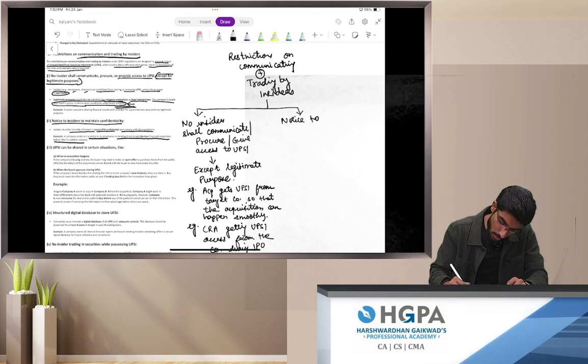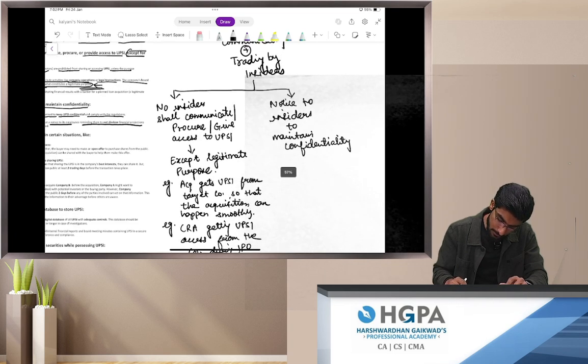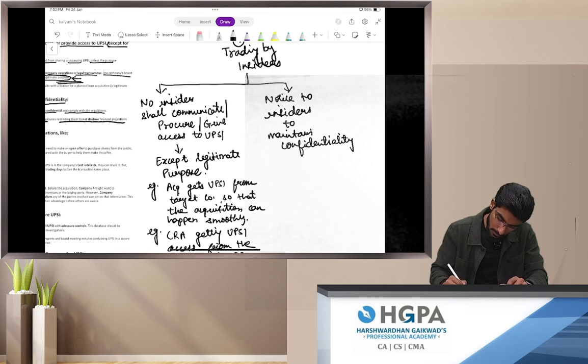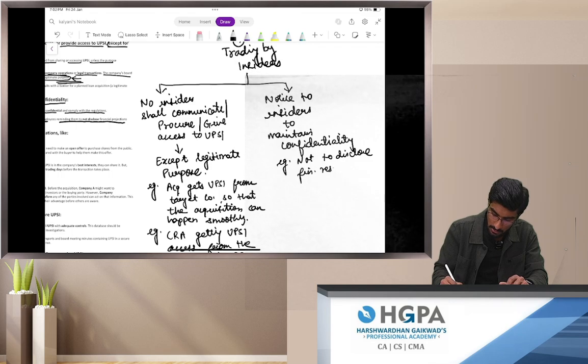Notice to insiders to maintain confidentiality. Example, not to disclose financial results.